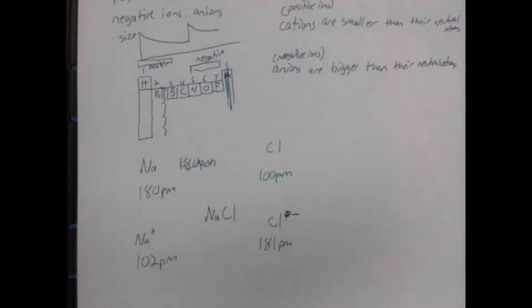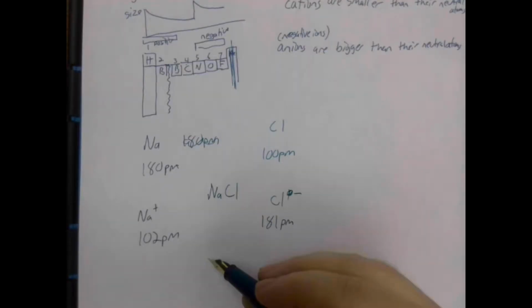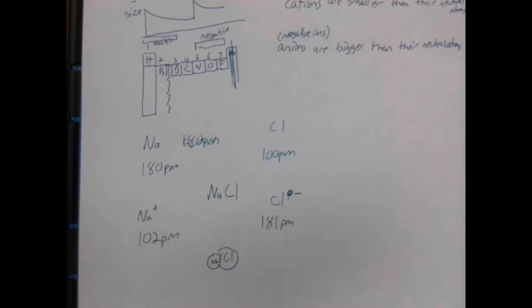I wouldn't say that's true of everything. My point is, by themselves, sodium is a much larger atom. But when you see a picture of sodium chloride, you'll see sodium attached to a much bigger chlorine atom. That is because sodium has completely lost its valence shell, and chlorine has gotten bigger. This is only true for ionic bonding.